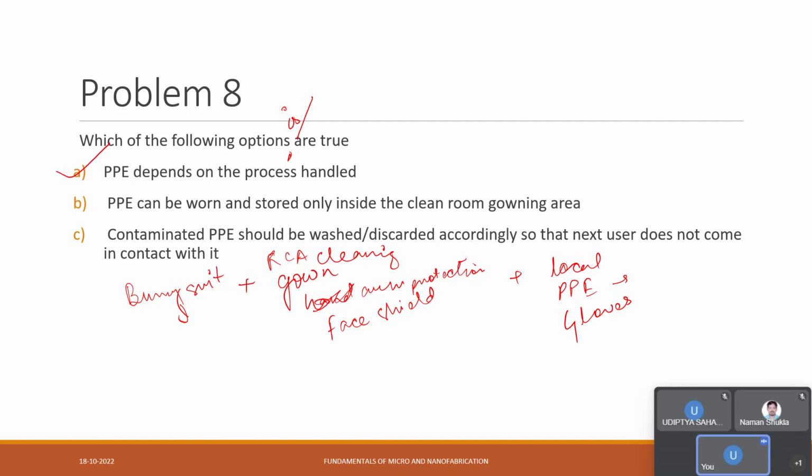And the second one, that it can be worn and stored only inside the clean room. If you know, we can't bring the gowns outside the gowning area, because they can collect contamination. So this is also correct. And the third one, that it should be washed and discarded. Essentially, if it is contaminated, you shouldn't use it thereafter, so that the next user doesn't come in contact with it, or it doesn't enter the clean area again. So all the options will be correct.